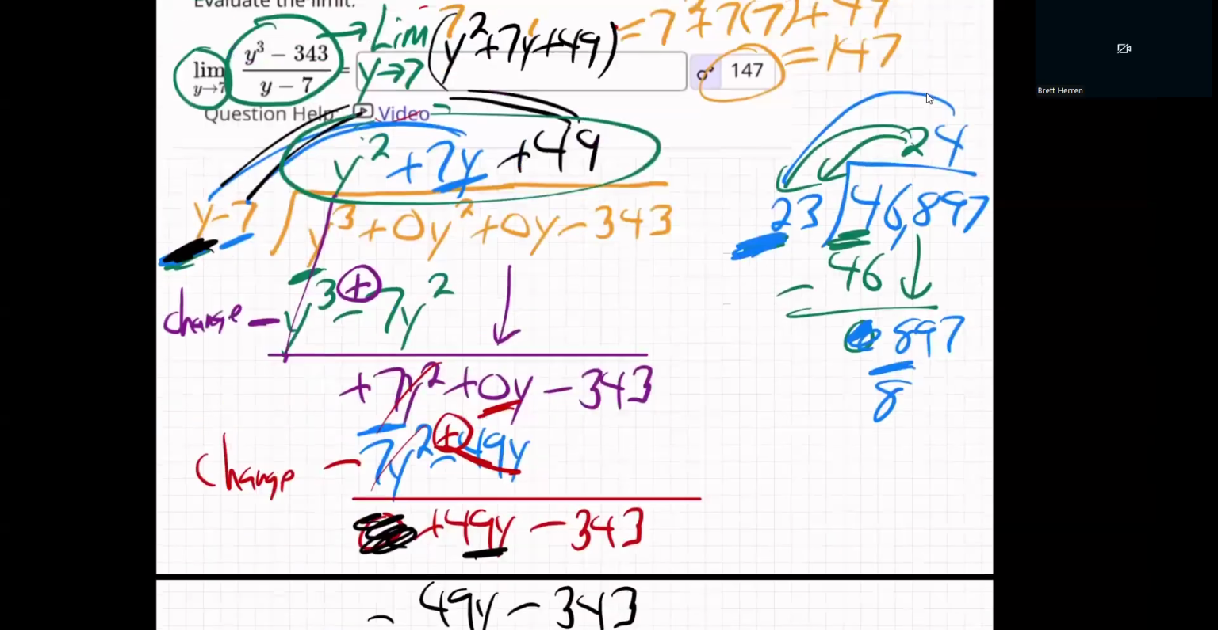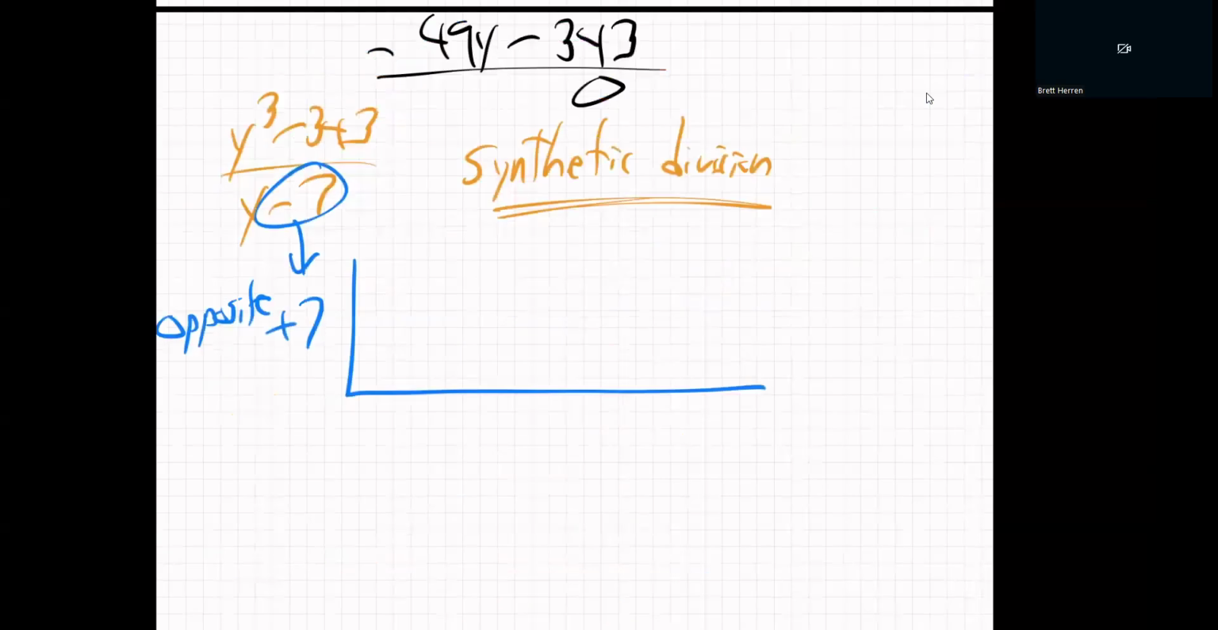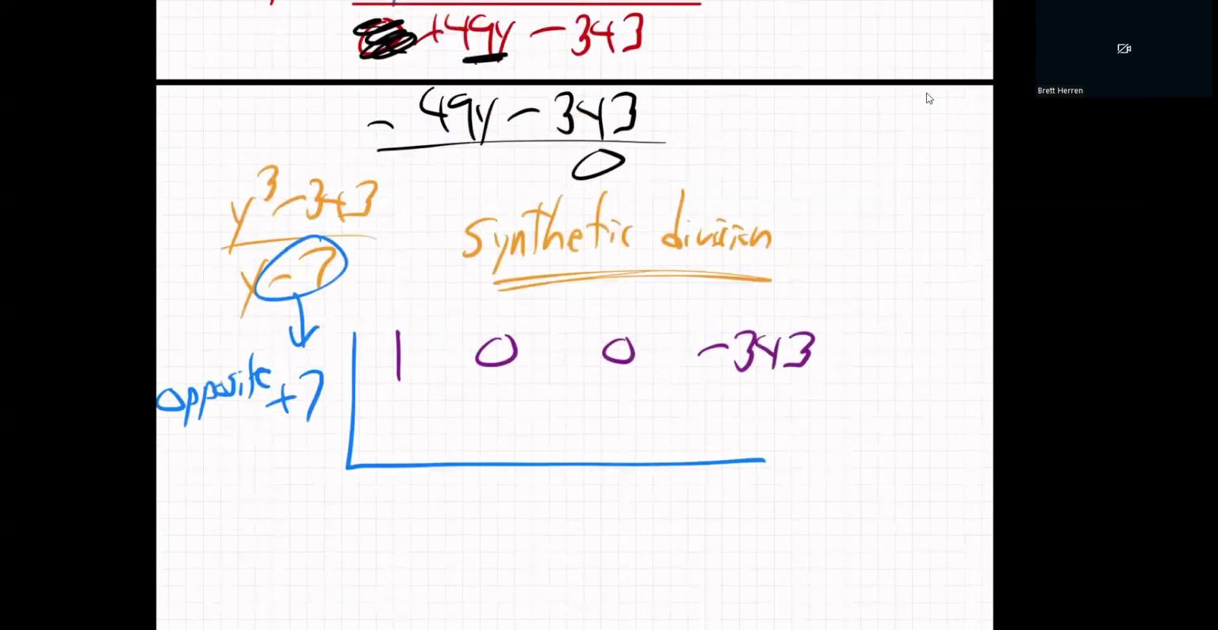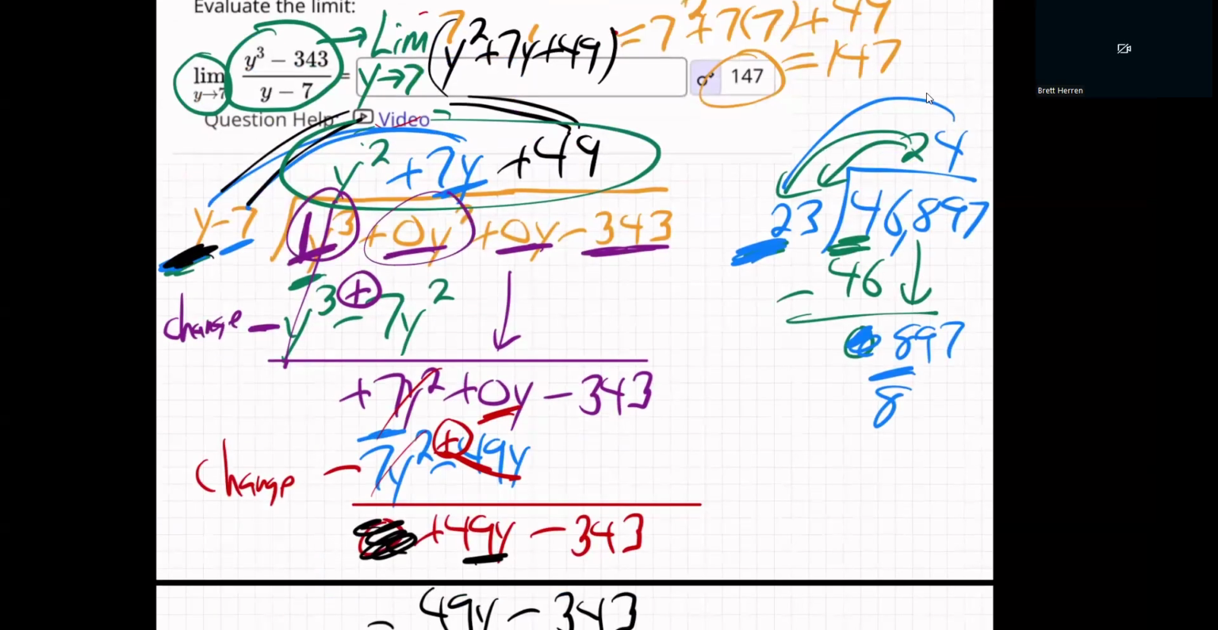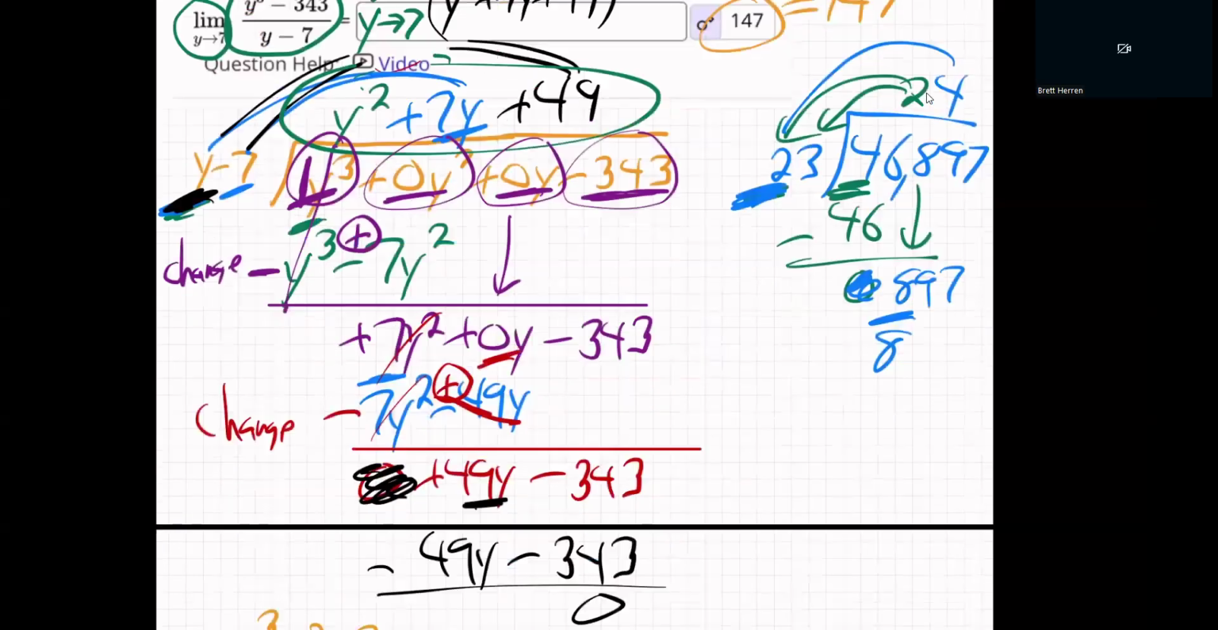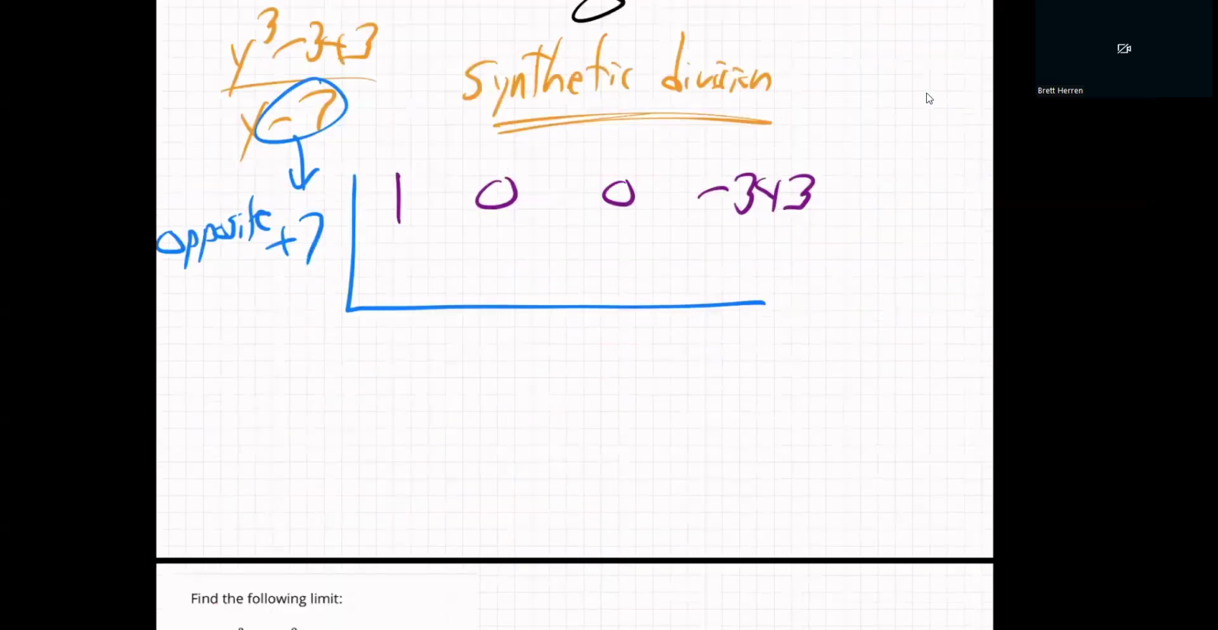Remember these coefficients right here? There's really a 1y cubed, a 0y squared, a 0y, and a minus 343. Put those numbers right here: 1, 0, 0, minus 343. Those are the coefficients in front of y cubed, y squared, y, and no y. So put those right there. It's like you're doing the long division without writing in all the letters.